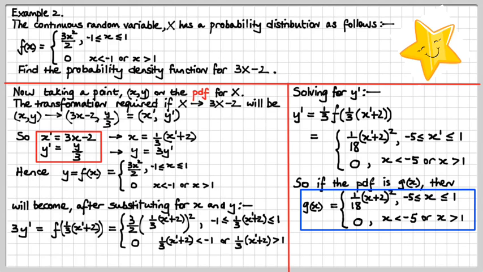It could come up in an assessment situation because it involves transformations, and as we know, students do find that very hard. So you need to get good at it, guys.